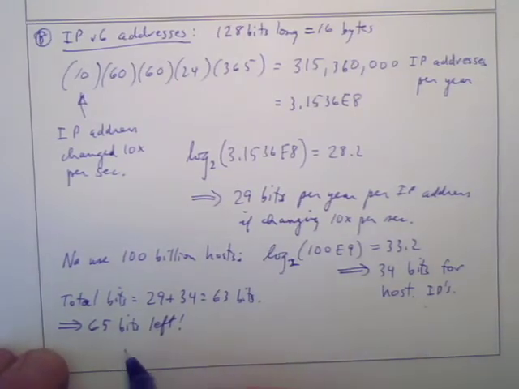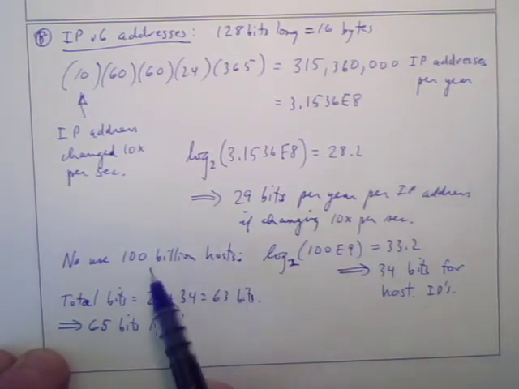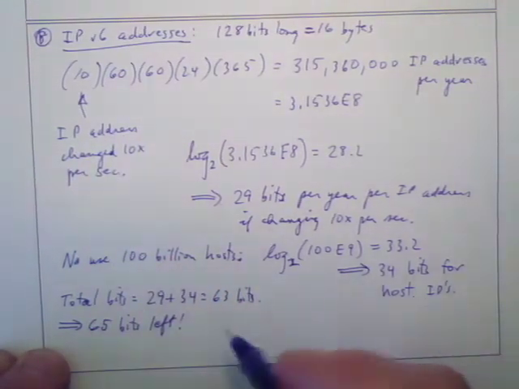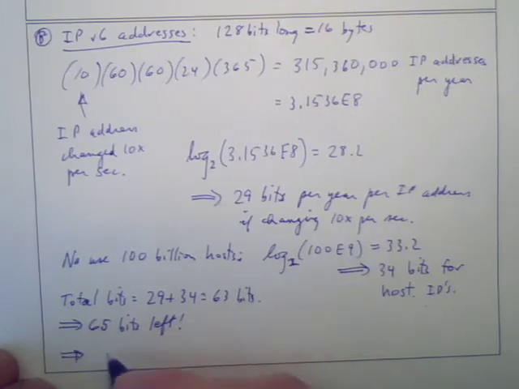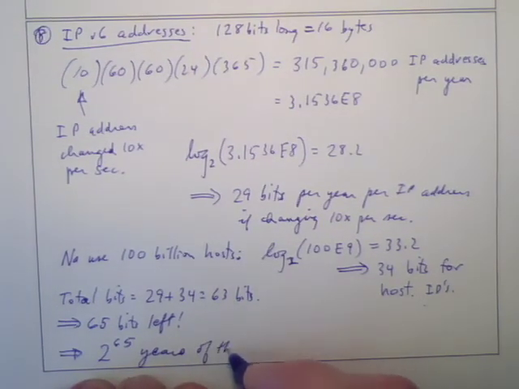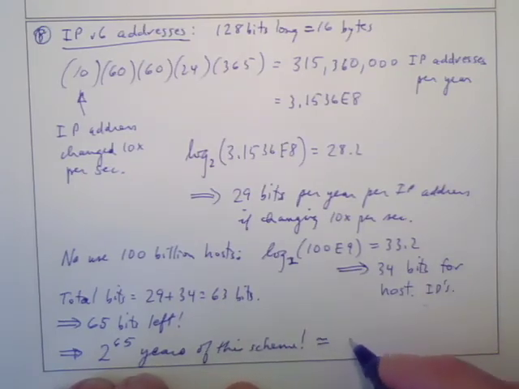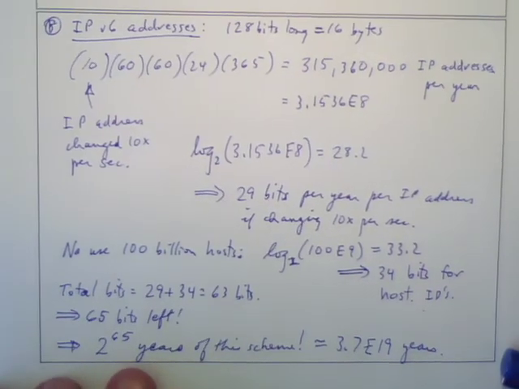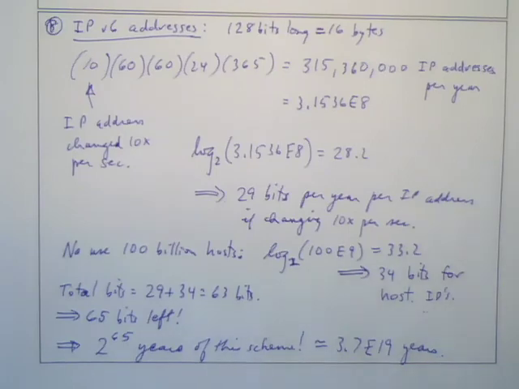Okay, and if we want to know how many years we can go on this way, 100 billion hosts, each host changing their IP address 10 times per second, means that we can go 2 to the 65 years, like this scheme. And that's approximately equal to 3.7 times 10 to the 19th years. Longer than the universe has been around by a big, long shot. So there's a lot of IPv6 addresses. So I hope that helps with that problem.